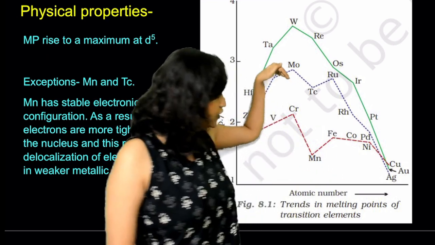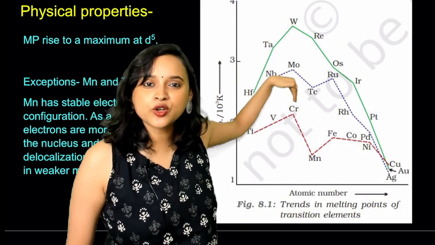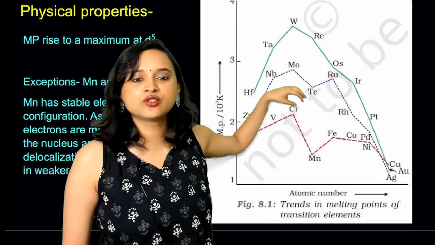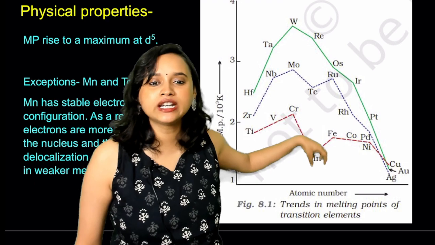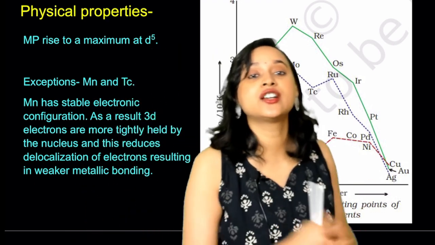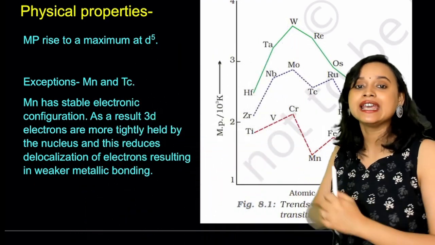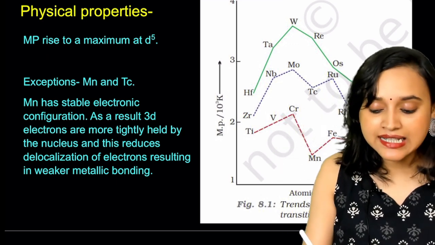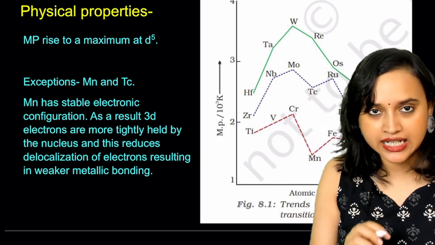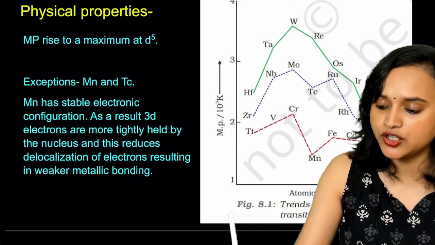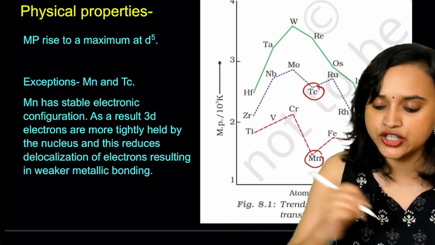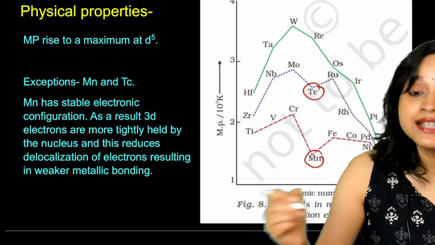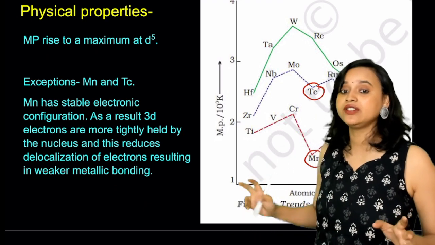However, you see that as soon as from chromium you start traveling towards your right hand side in the periodic table, you will notice that at manganese there is a fall here. Why? Enthalpy of atomization can only explain this phenomenon, everybody. Now, manganese has a stable electronic configuration, that we understand. So I am trying to explain to you why manganese and technetium have exceptional melting points. So the question that we have here is, why do they have exceptional properties?